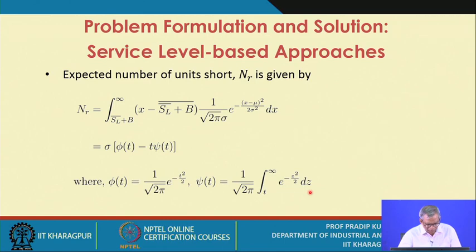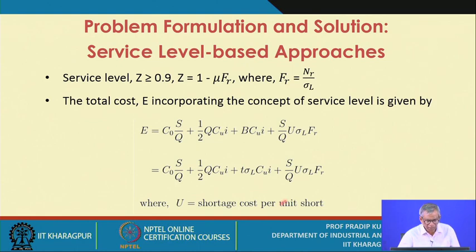I am skipping the derivation for the time being. So obviously the NR for the normal distribution is expressed in terms of phi(t) and psi(t). The expressions for phi(t) and psi(t) are already given.